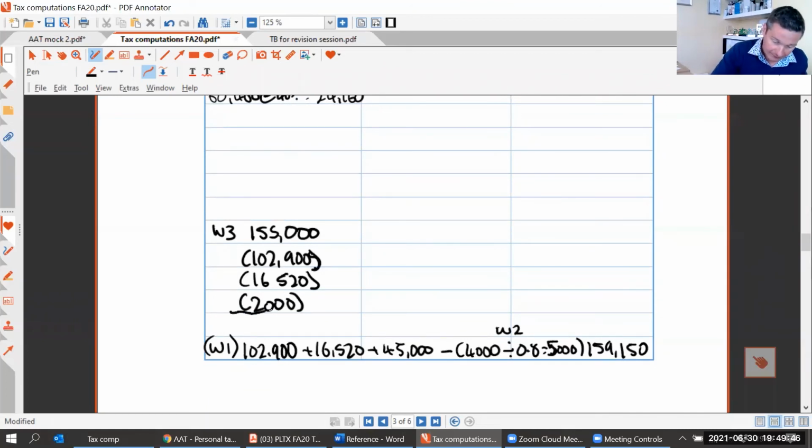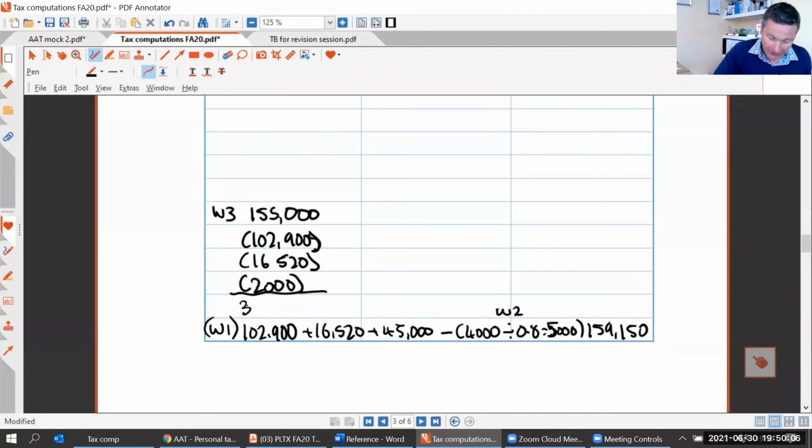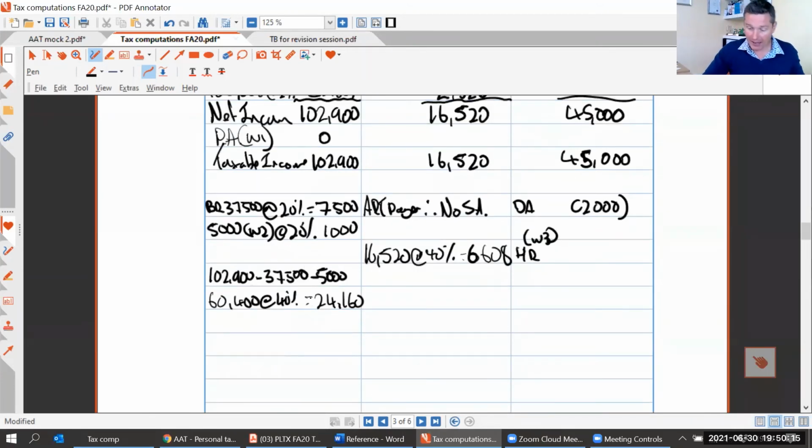So that leaves us with the amount of higher rate band left: 155,000 minus 102,900 minus 16,520 minus £2,000 gives us a remaining higher rate band of £33,580. So that's our higher rate band of £33,580, which is at the higher rate for dividends, which is, well, I don't know why, my coffee's cold, but I'll ask you anyway.